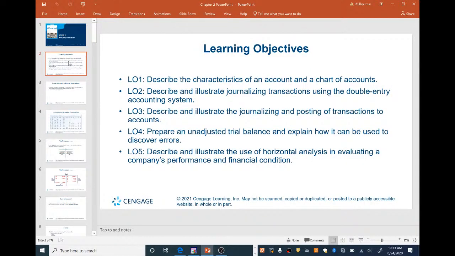The first objective is to describe the characteristics of an account and chart of accounts. Describe and illustrate journalizing transactions using the double entry accounting system. Describe and illustrate the journalizing and posting of transactions to accounts. Prepare an unadjusted trial balance and explain how it can be used to discover errors. And describe and illustrate the use of horizontal analysis in evaluating a company's performance and financial condition.